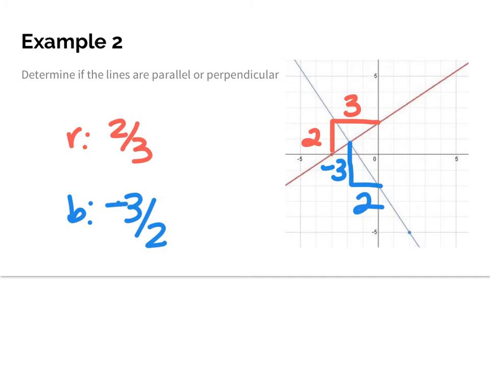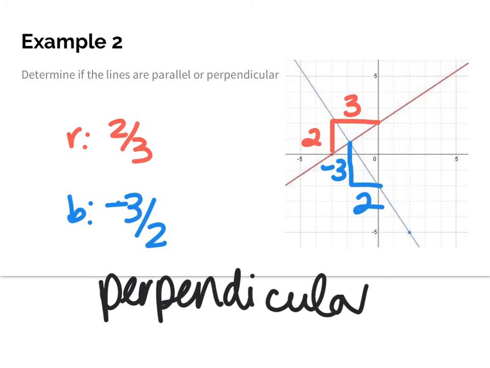Well, if I look, one's positive, one's negative, and they are reciprocals of each other. So I can say that these two lines are perpendicular to each other. Note, I could not just say by looking at that, oh, I think that's a right angle, so they're perpendicular. That is false. You have to really check their slopes to make sure that they're perpendicular.